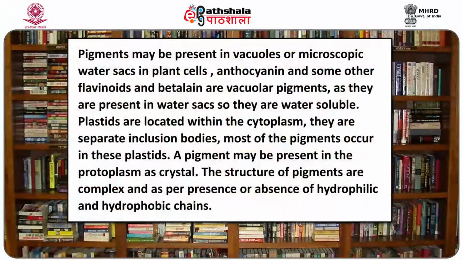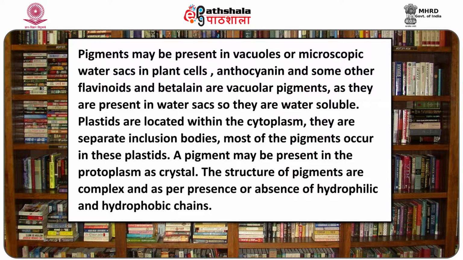Pigments of plants are present in different bodies and forms. They may be present in vacuoles, plastids or as crystals dispersed in the protoplasm of the cells. Vacuoles are the separate compartments in the cell cytoplasm. They are filled with a fluid, cell sap, and are composed of dissolved sugars, salts, organic acids, pigments and other materials. Pigments may be present in vacuoles or macroscopic water sacs in the plant cells.